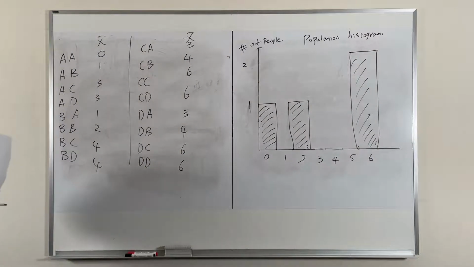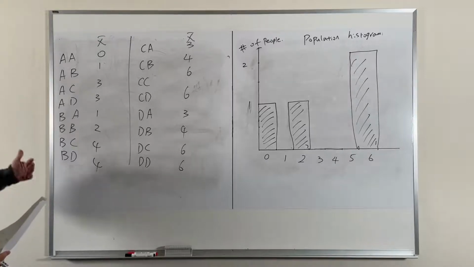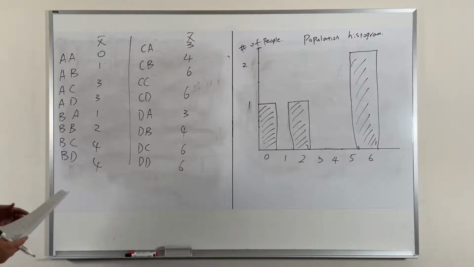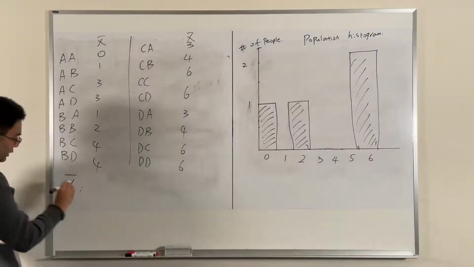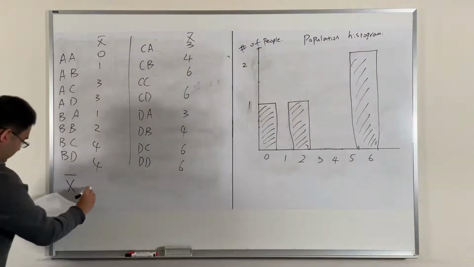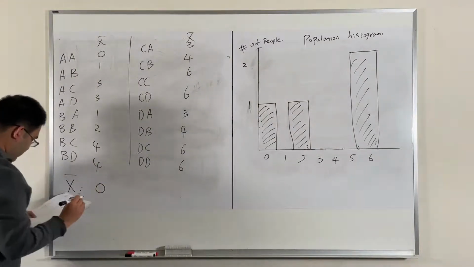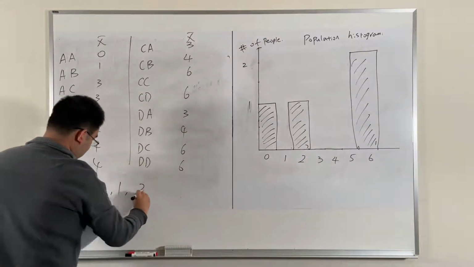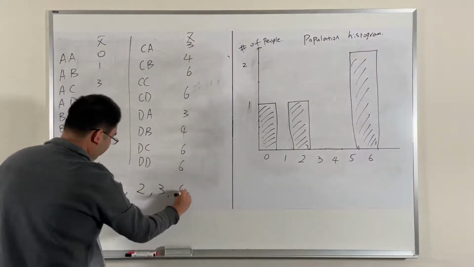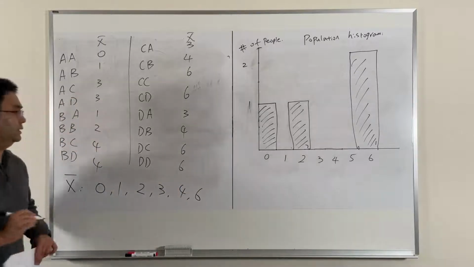So there are 16 possible combinations, and then what are the possible values that you will get for the sample mean? So what are the possible sample mean values? X bar can take on the value 0, 1, 2, 3, 4, and 6.